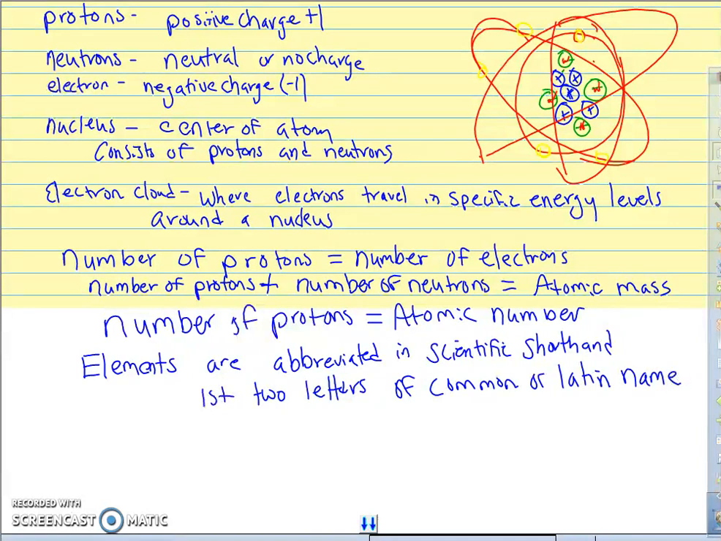First 2 letters of common or Latin name. Not always. It's 1 or 2, the first 1 or 2 letters. There's a few that have 3, but those are the radioactive elements located at the bottom of the periodic table. So that makes life a little bit different.